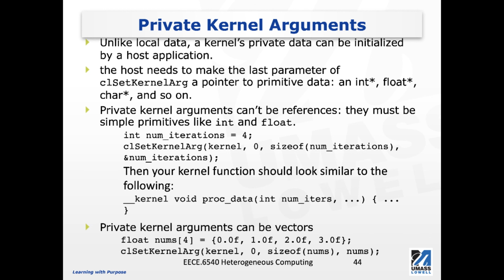Private kernel arguments can also be vectors. For example, you can have an array of 4 that's declared in the host program. By the way, float4 cannot be used in the host application because float4 is specific to OpenCL programs. That means it can only be used in the kernel functions. So in order to pass in this array of 4, you can call set kernel argument with the index, then the size of this array, and then the array, which implies the pointer to these 4 elements.